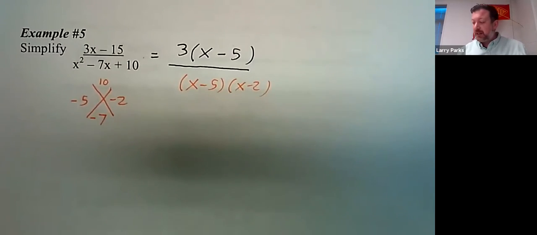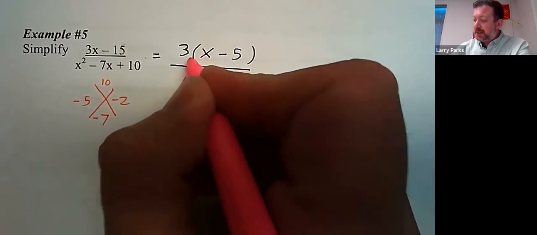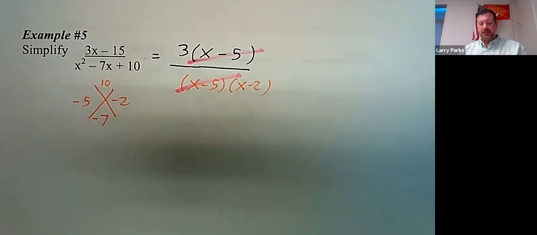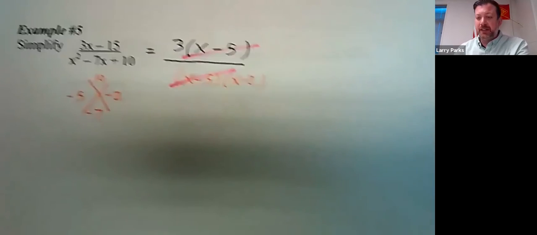And then I look for common factors to eliminate. I could eliminate the x minus 5s, and I get 3 over x minus 2.